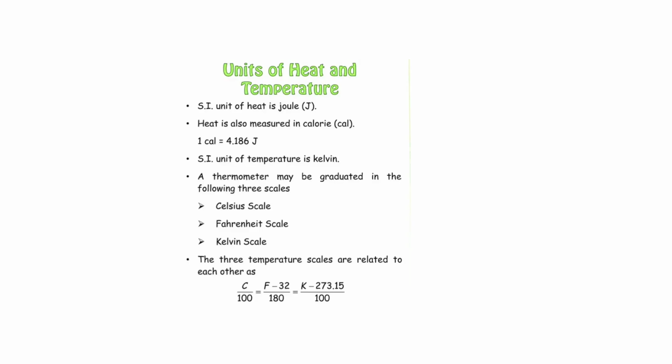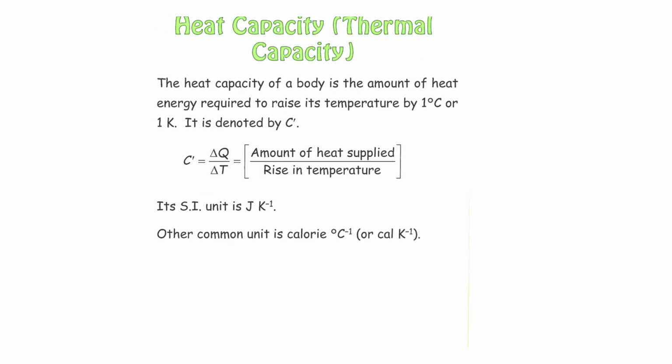Using these three scales, we can write one formula: C divided by 100 equals (F minus 32) divided by 180 equals (K minus 273.15) divided by 100. Simplifying, we get C by 5 equals (F minus 32) divided by 9 equals (K minus 273) divided by 5. So this is the formula to convert between the different scales.